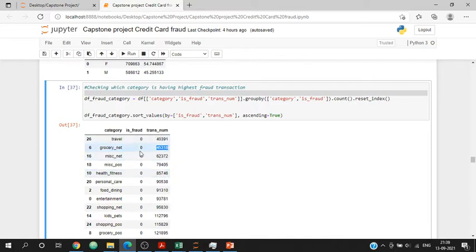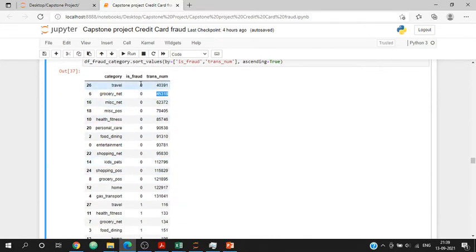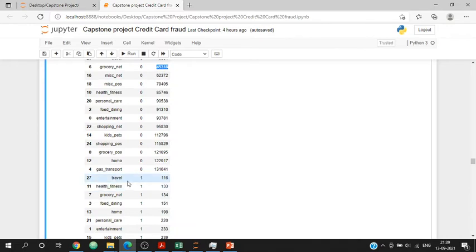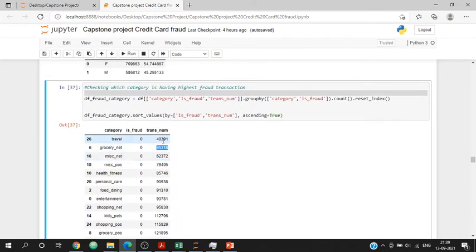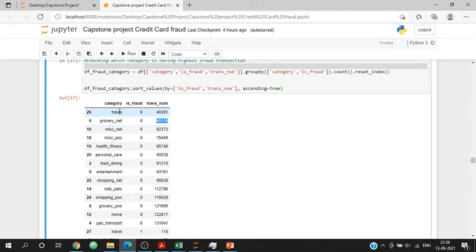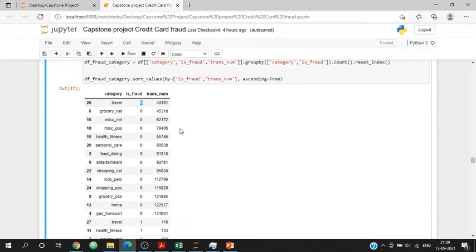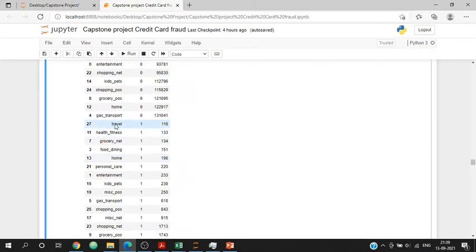grocery net. So here, as you can see, the fraud transaction is nil. So fraud does not happen at this category level. Sorry, it happens across all the categories. This is for the travel category where the fraud does not occur, and this is the count. And this is the same category where fraud occurs and its corresponding count.